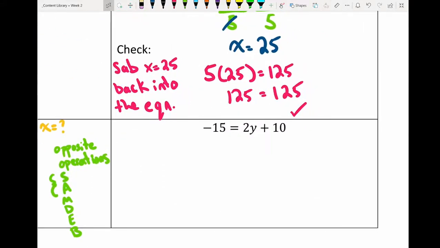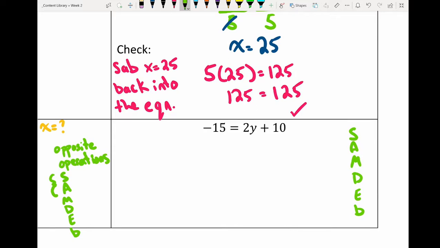If I look at the next example, negative 15 equals 2y plus 10. So now things are on the different side of the equation, but the steps are going to remain the same. I'm still going to work with opposite operations, so I'm still dealing with S, A, M, D, E, B. Let me make that last one a lowercase. So I have multiple operations going on. There's multiple terms here, multiple things to worry about.